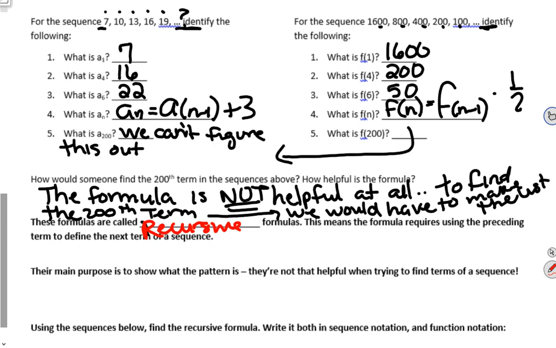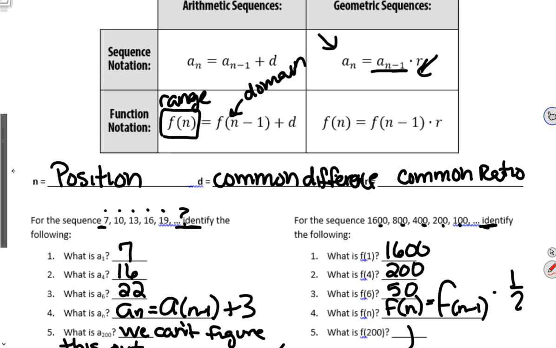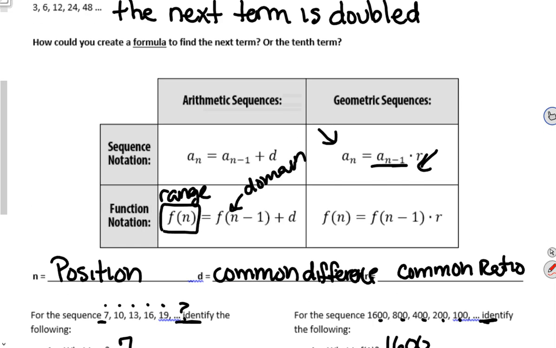Okay? Their main purpose is to show what the pattern is. They're not that helpful when trying to find the terms in the sequence. Using the sequences below, we're going to find the recursive formula. We're going to write it in both the sequence notation and the function notation. So you can refer back to this table here to help you with the next part.